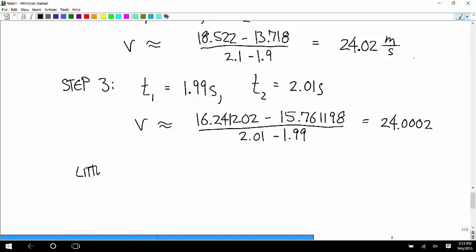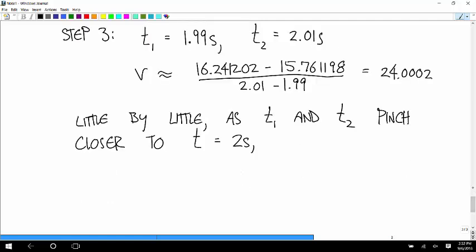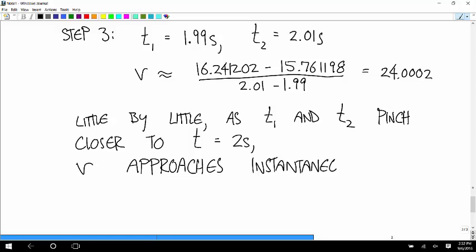So little by little, as T1 and T2 pinch closer to T equals 2 seconds, V approaches the instantaneous velocity at T equals 2 seconds.